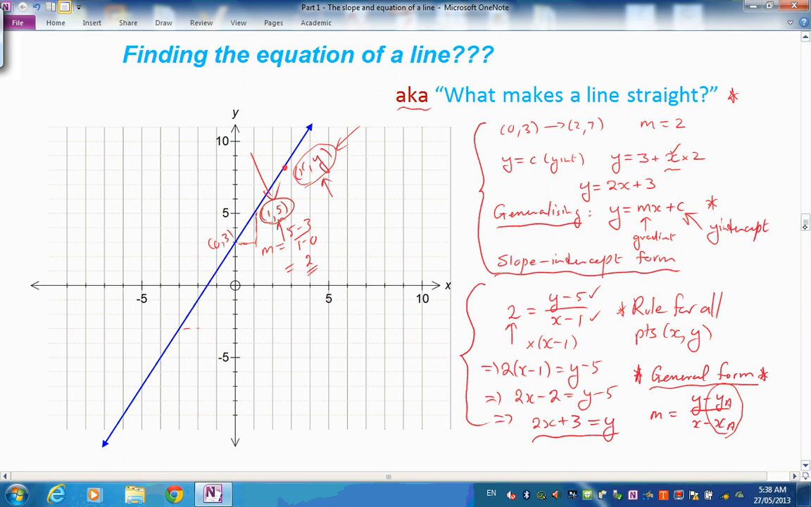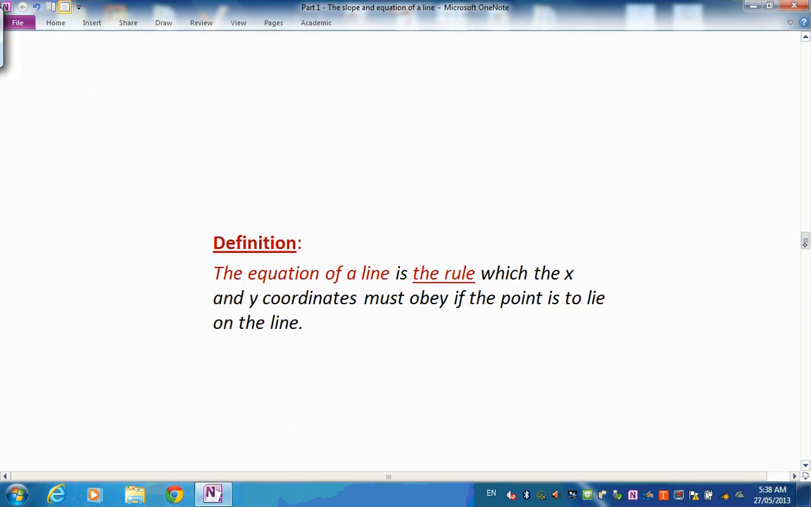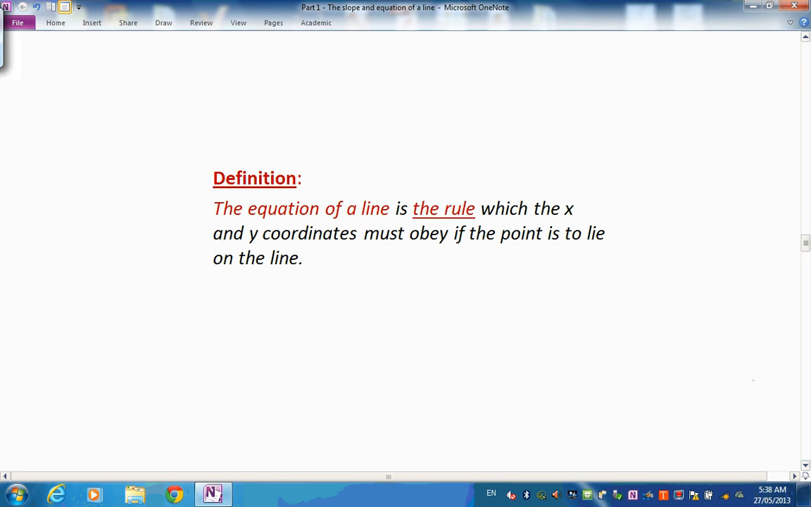Let's come down and consolidate some of this stuff a little bit. Okay, here's my definition. This is very important. The equation of a line is the rule which the x and y coordinates must obey if the point is to lie on the line. This is very, very important, and it isn't just about lines or any geometric shape, any curve. So Descartes was about drawing geometric shapes and finding their equations. Okay, and so their equations, we're finding out the equation is always the rule which the x and y coordinates must obey if the point is to lie on the line.